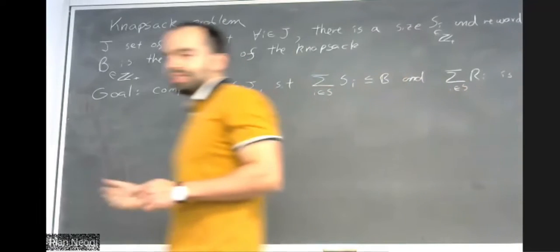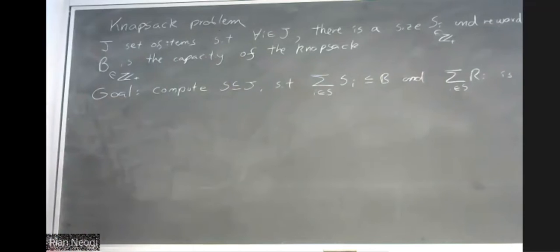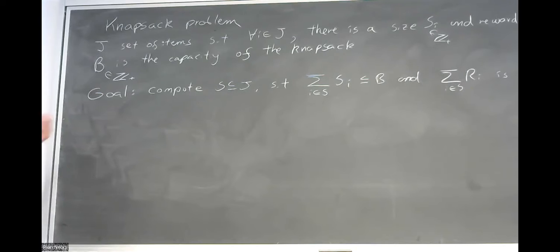Okay, so this is a very well-known problem in the deterministic case. There is a PTAS for it. It is an NP-hard problem, but for every epsilon greater than zero, you can find a one plus epsilon approximation in time polynomial in the input and one over epsilon.